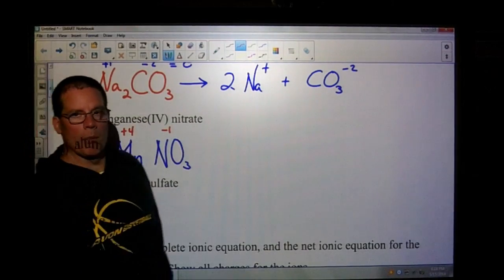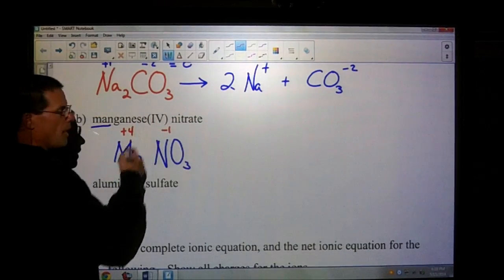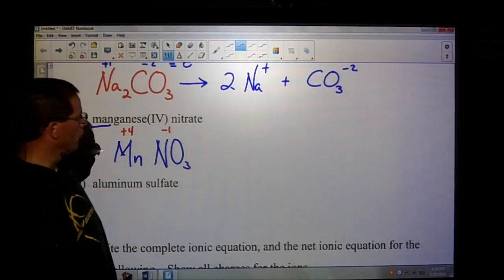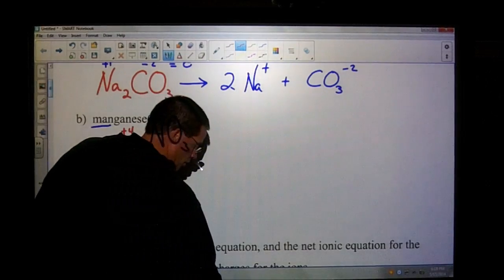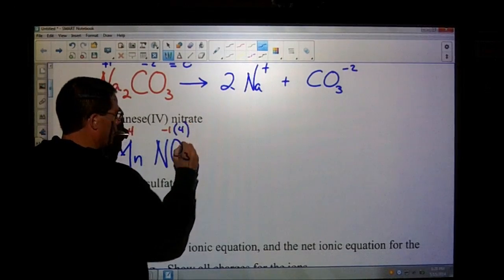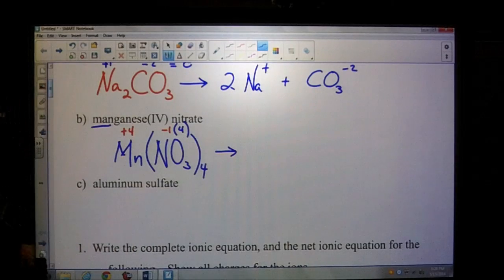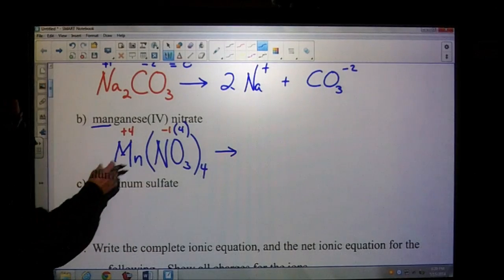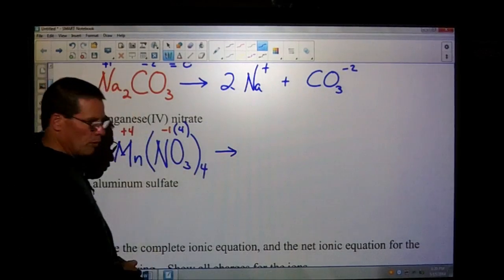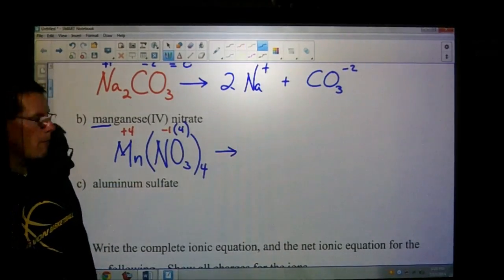Don't go to your periodic table and decide what the charge is. The formula name is telling you what the charge is. So in that case, we have to use that charge. Since we have a +4 and a -1, that means we need to multiply the nitrate by 4. So in this case, this is what our formula looks like: Mn(NO3)4. We need 4 nitrates to balance that +4 charge for the manganese.